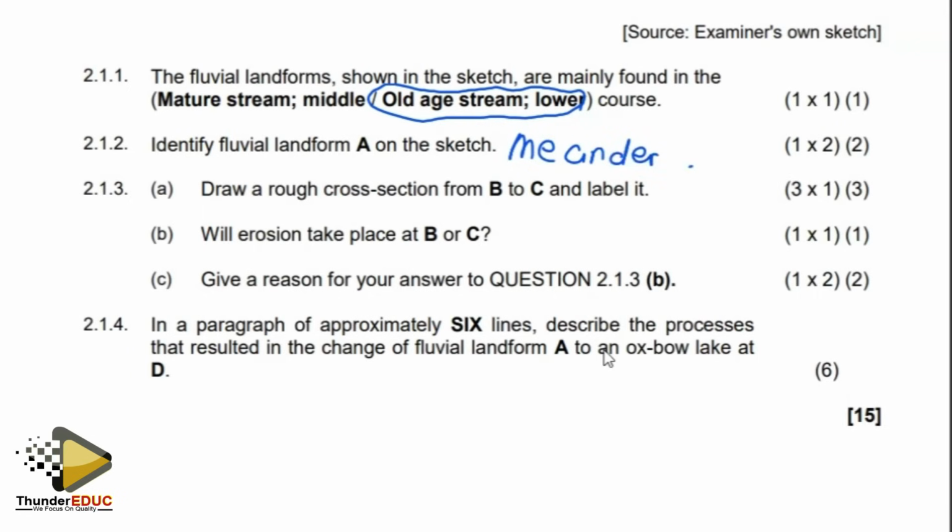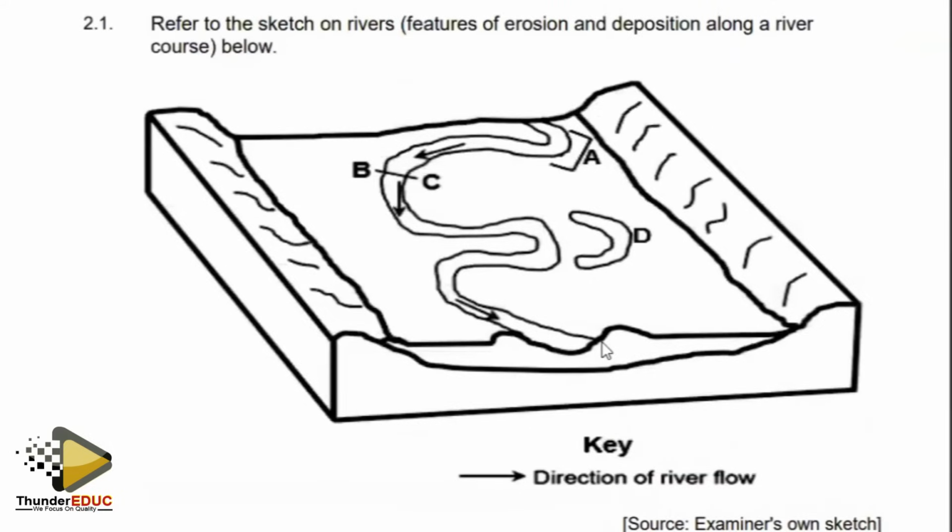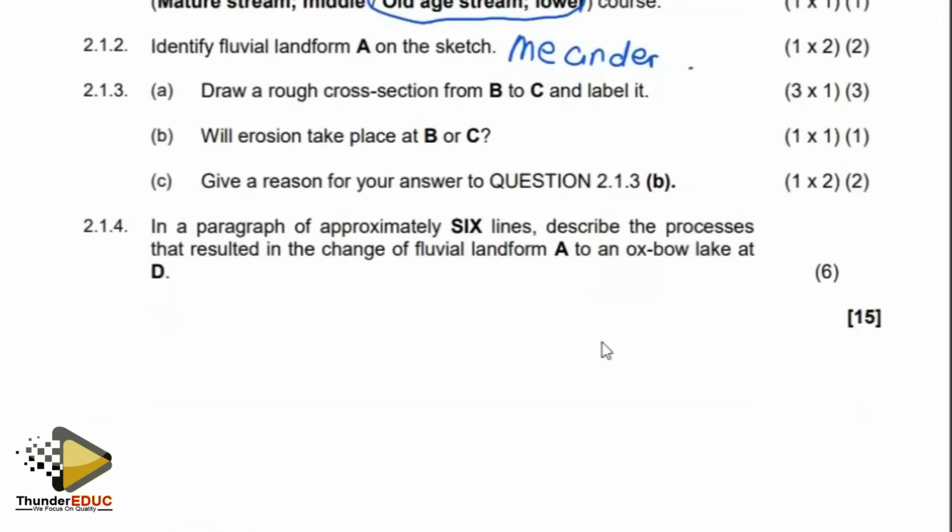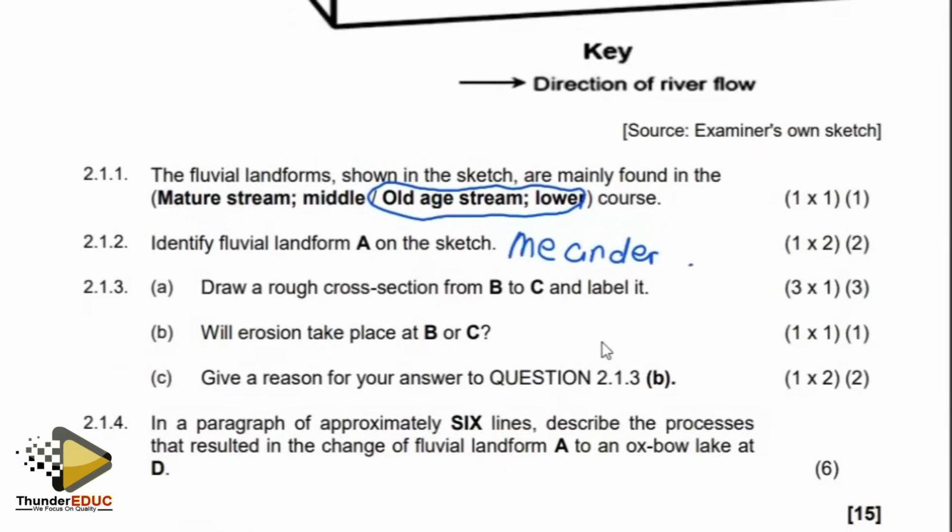All right. So here you're going to draw a rough cross section from B to C and label it. So here you're going to draw from B to C and label it. Meaning here, you'll have to draw it on the page that is given to you from B to C. This is point B, this is point C. And then here, you will have to draw it and go like this. All right.